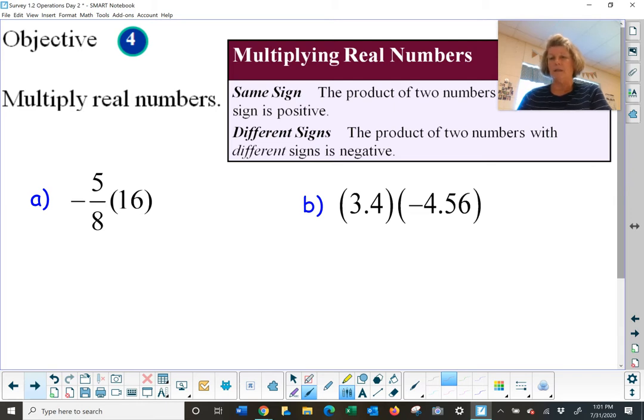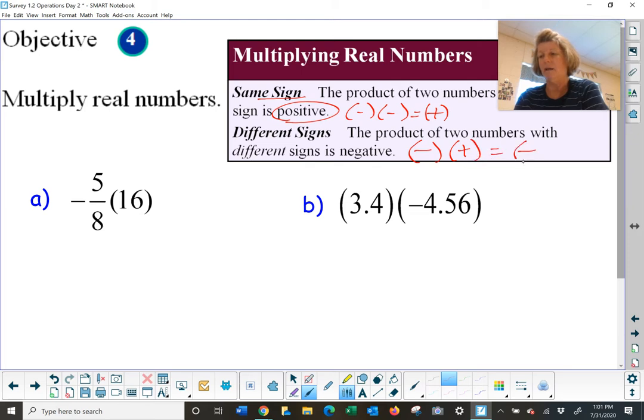Multiplying real numbers. So is this the final? Well, we're getting there. All right. -5/8 times 16. When you are multiplying, if I have the same signs, the product of two numbers is going to be positive. So if I had a negative times a negative, it's going to result in a positive, isn't it? If I have different signs, if I have one negative times one positive, indeed, I'll come out with a negative. So in this case, I have a negative times a positive. I'm going to come out with a definite negative.